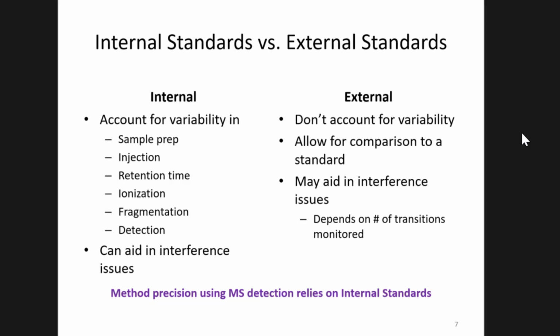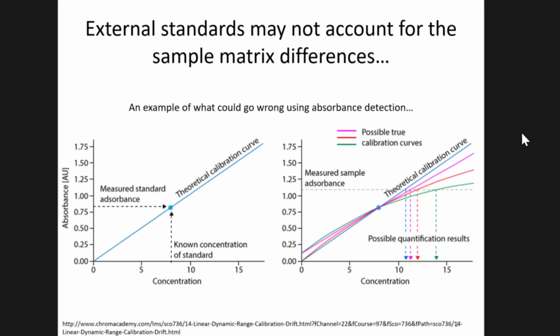This may aid in interference issues, but again, it depends on the number of transitions monitored. If you only monitor one, then it's not straightforward to tell if it's artificially being inflated or not. So this is why I always choose a minimum of 3 for confidence. And so sample matrix is something that you really need to pay attention to, because it strongly affects what goes on in the ionization process in mass spectrometry, as well as the chromatographic process.